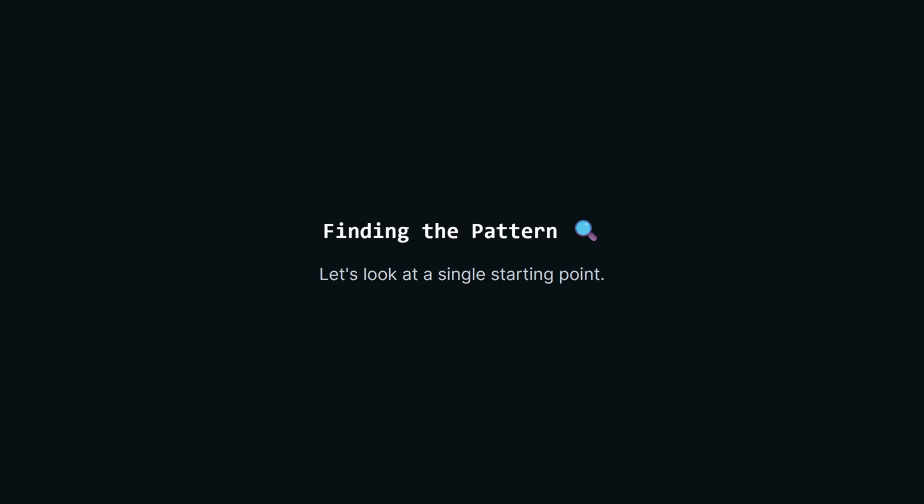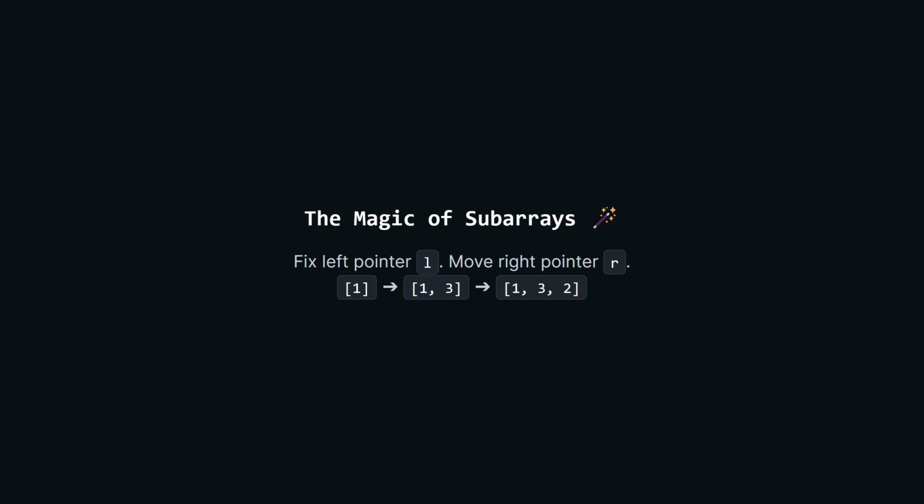To solve this efficiently, we need to find a pattern. Let's imagine we fix our starting point at the very first number in the list. If we keep that left side locked and start stretching our subsection further and further to the right, what happens to the maximum and minimum values?